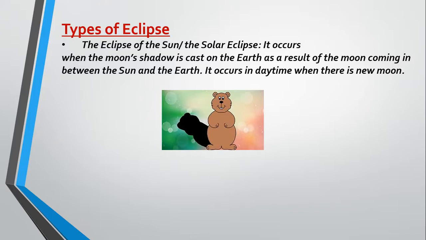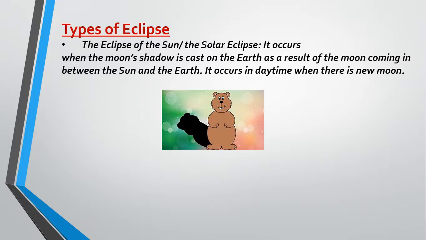We are saying it occurs when the moon's shadow is cast on the earth as a result of the moon coming in between the sun and the earth. Or it occurs when the sun's rays are blocked by the moon from reaching the earth. I'm saying that it occurs in daytime when there is new moon.